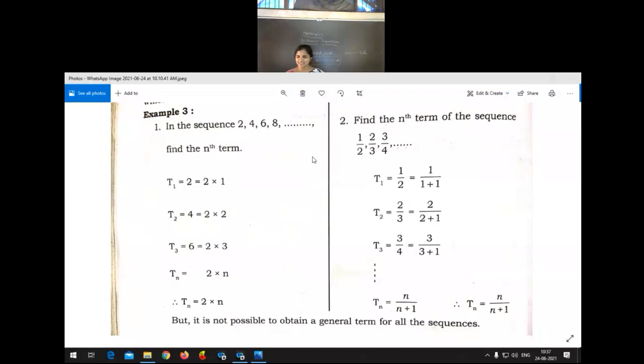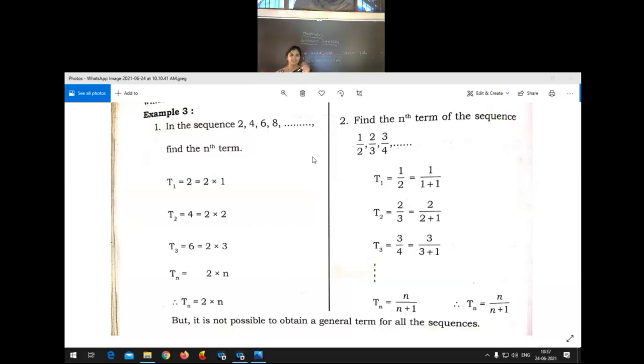In the last class, we discussed the general term and general form of the arithmetic progression. So we are going to continue that topic. Just now, we revised the general form and general term of the arithmetic progression. So, I asked one question: like arithmetic progression, can we give the general term for a sequence?